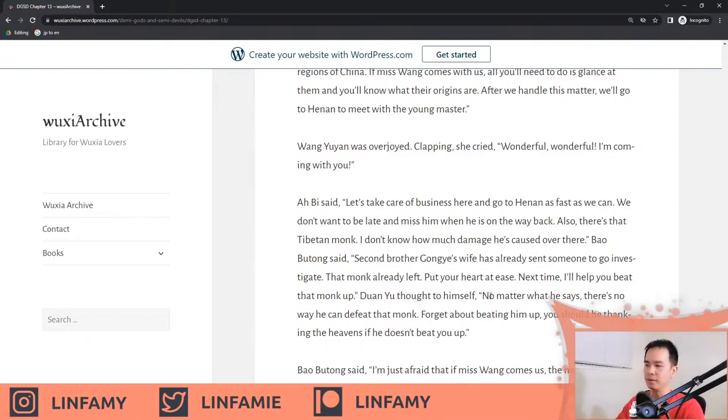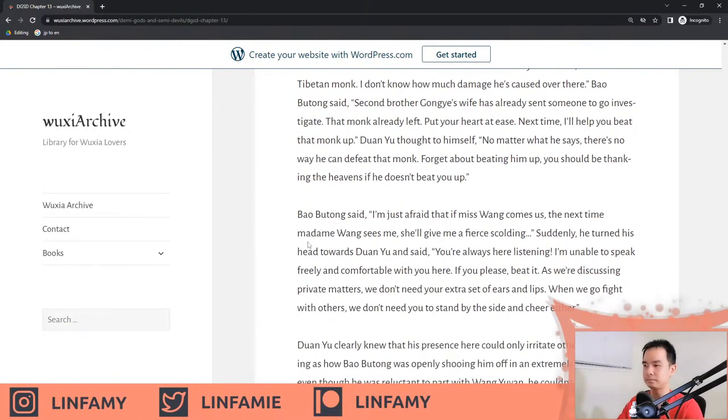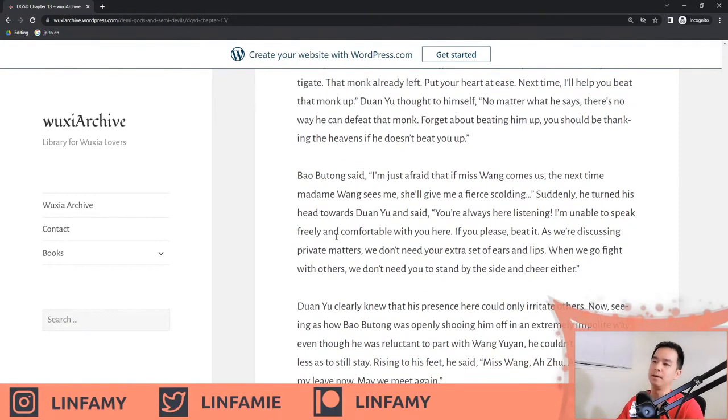Guan Yu thought to himself, no matter what he says, there's no way he can defeat that monk. Forget about beating him up. You should be thankful. You should be thanking the heavens if he doesn't beat you up. Bao Butong said, "I'm just afraid that if Miss Wang comes with us, the next time Madame Wang sees me, she'll give me a fierce scolding."